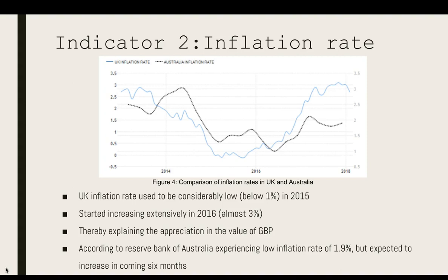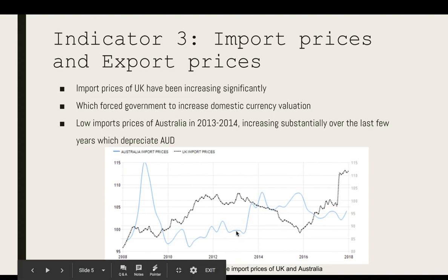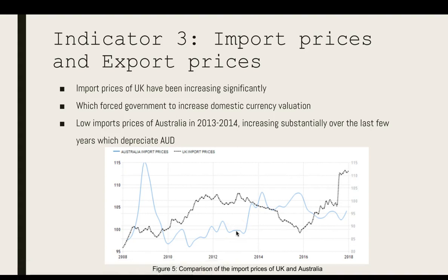The import price and its effect on the overall economy of a country also lead to change in the exchange rate of the currency of those countries. Keeping this into consideration, the dynamics of the import price in the UK versus Australia can be seen in figure 5. As is evident from figure 5, over the years, the import price of the UK has been increasing significantly, which has forced the government of the country to increase the domestic currency valuation. The import price of Australia, which was low in 2013 till 2014, increased substantially over the last few years.